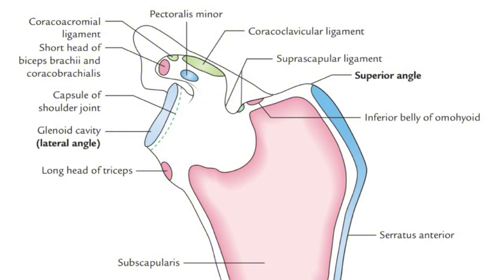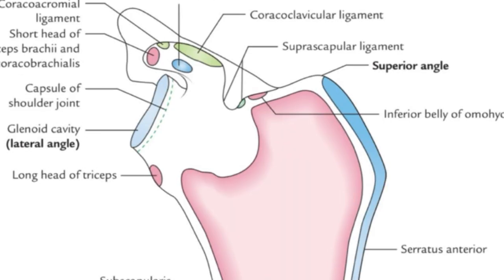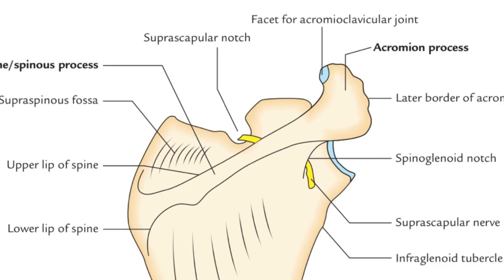And you also have your suprascapular ligament. Your suprascapular ligament bridges the suprascapular notch. The suprascapular notch is where your suprascapular ligament bridges for the passage of the suprascapular nerve. Hope you are getting it. It is very, very important, so I'm showing you all the pictures for you to get it.